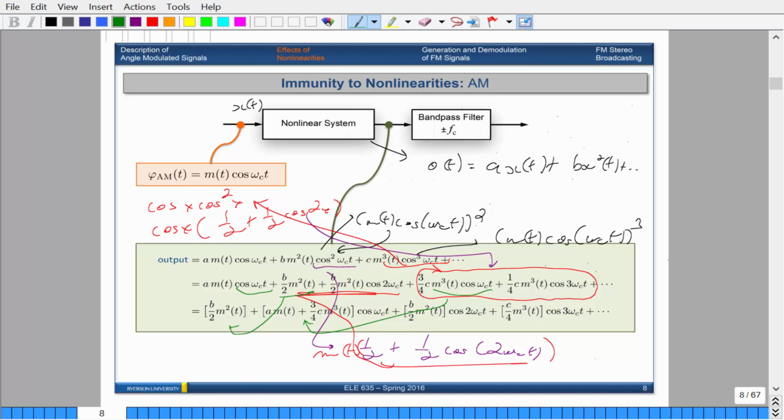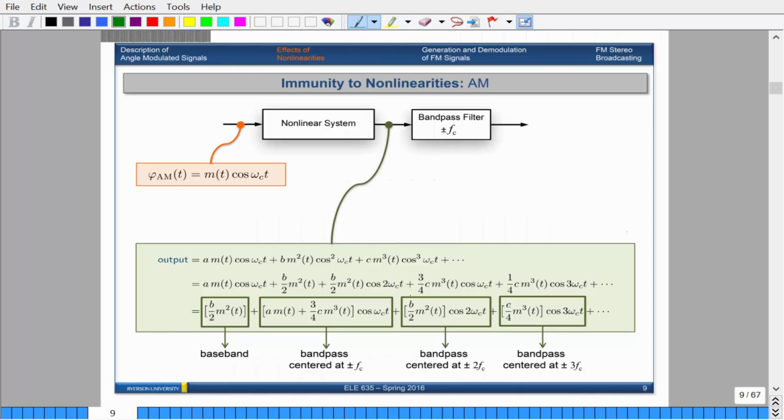So if you put a bandpass filter centered at the carrier frequency, because you want to get rid of these and just want the original one by itself, let's take a look at what happens. Everything is going to filter out except for the one centered at omega c, which is what's happening over here. This is your baseband, centered at plus minus fc because of this guy, and then you have one at 2fc, and so on. If you apply a bandpass filter, you get rid of all these three, and you're left with this one over here.